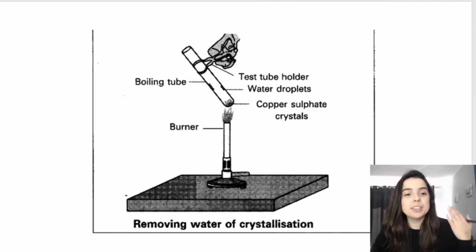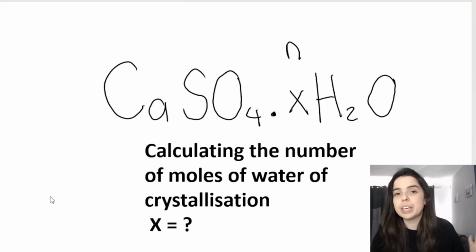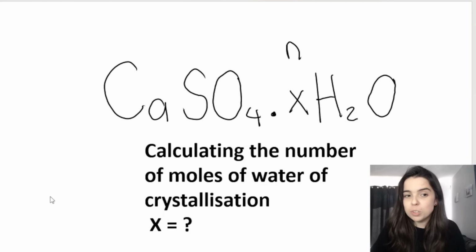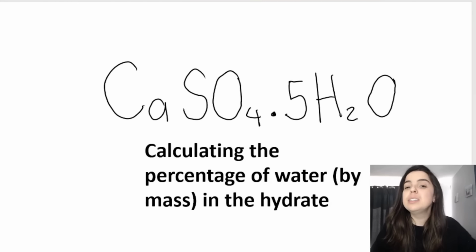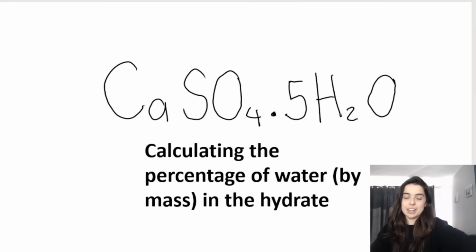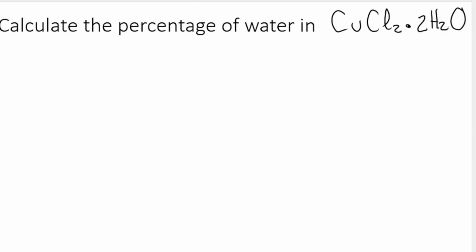So in this video, we're going to be doing exactly that. We're going to be looking at how to calculate the number of moles of water of crystallization, as well as the percentage of water of crystallization by mass. Let's first look at how to calculate the percentage of water by mass in CuCl2.2H2O. Now this 2 means that I have 2 water molecules trapped within this formula unit, so it's a 1:2 ratio. How to calculate the percentage of water is basically how we calculate percentage composition.